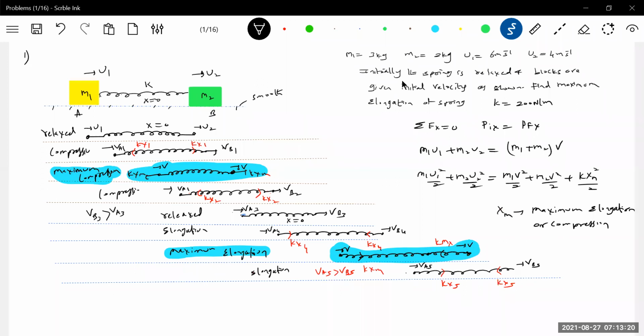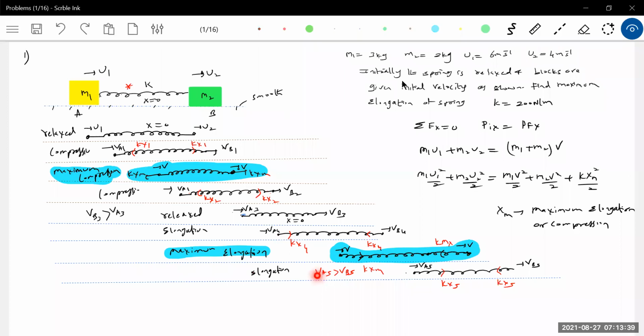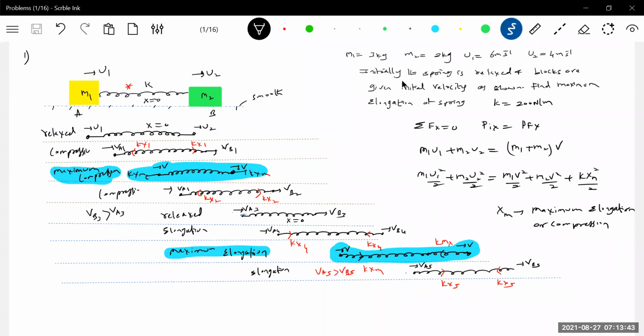Now what about the velocity of center of mass? Center of mass, this is 3 kg, this is 2 kg. So center of mass will lie nearer to this. Anything will happen, the center of mass will continue to move with a common velocity. Because what is the net force acting on the system? It will be 0. So whatever happens, the center of mass, which initially had velocity, will continue to move with the same common velocity.